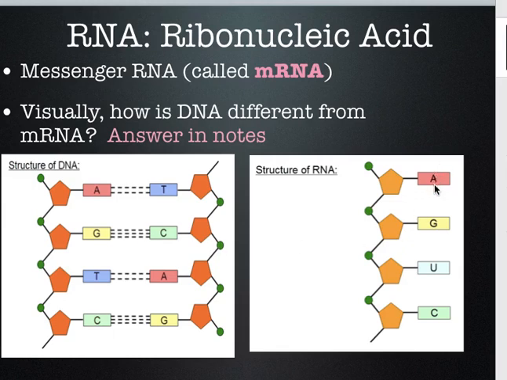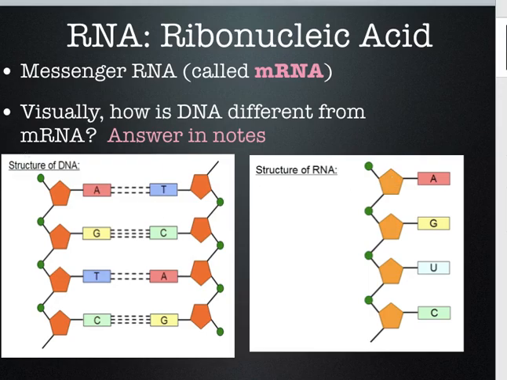And what do you notice about the letters? Okay, here's a U here. There's no U in DNA. So those are just visually some differences between the two. You notice the green circles are the same, but this is different. The DNA, the deoxyribose, is colored orange. The ribose here is colored yellow.